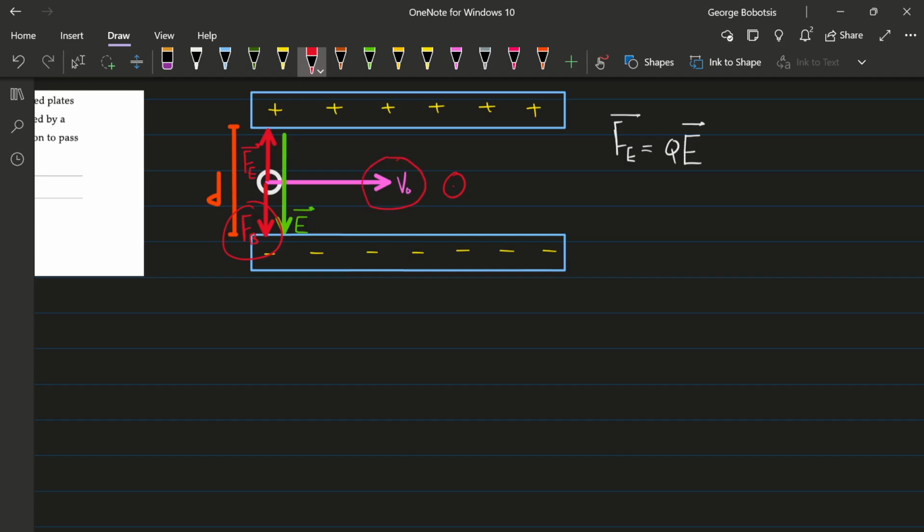Put your thumb along V naught. Put your index finger toward your face. And look at what your middle finger is doing. It should be pointing down. That's the correct configuration.